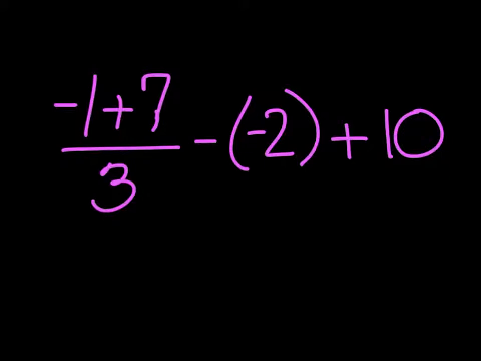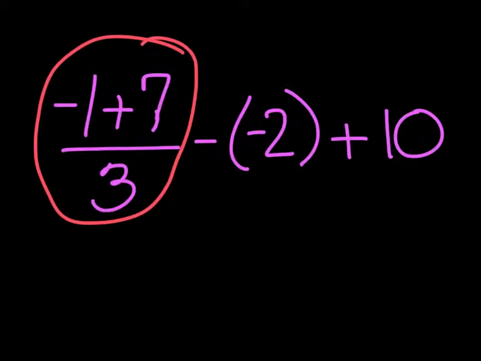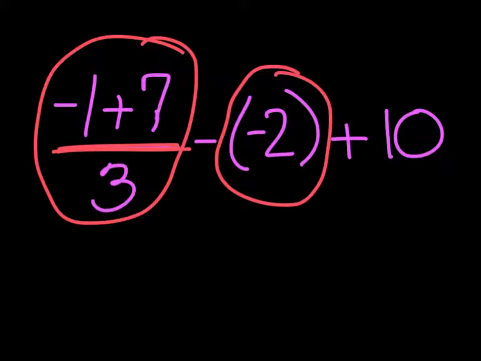Okay, remember, you should be stopping this and trying them yourself, and then you can check your answers by watching it. All right, so all of this is one term because of this. Remember, this is like a grouping symbol. And then minus a negative 2 plus 10.